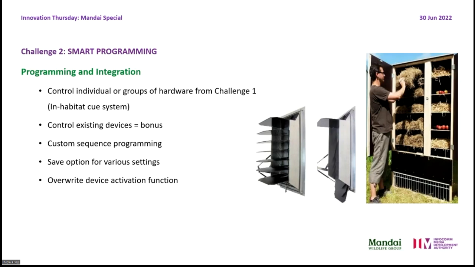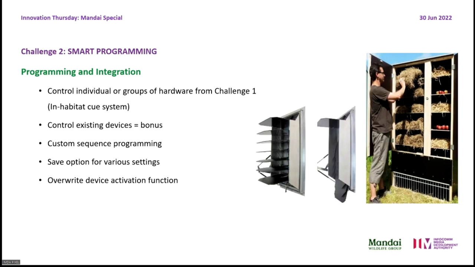Okay, and some of the programming and integration would definitely have to be incorporated with our current devices that we've already been using. As was mentioned earlier, this smart programming would be ideal if it was already incorporated with our in-habitat cue system. Some of the devices that we've already started using are control individual groups of hardware from Challenge 1, for example, if those cue devices could be somewhat integrated into the smart programming, but also control of existing devices should be something that we strongly consider. This is because as we start to have a lot more devices spread out throughout Mandai, we need to somehow consolidate and manage these systems into one program.